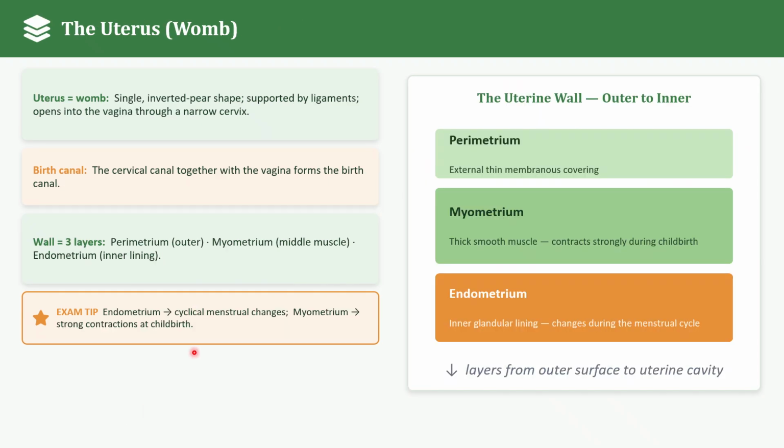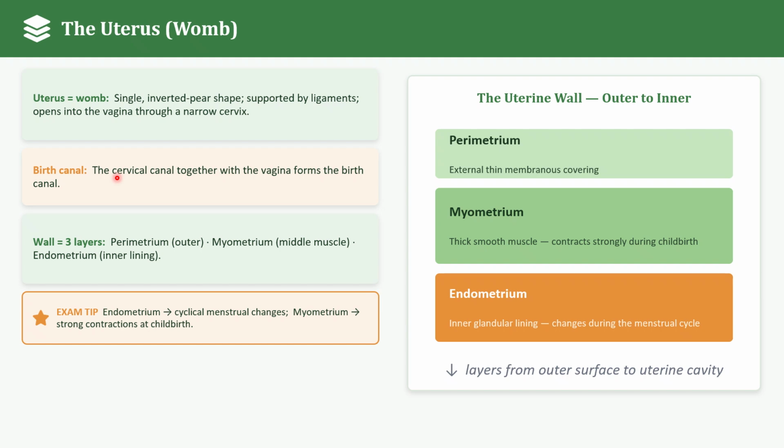So next, let us see the uterus, the womb. Let's see the structure of the uterus. The uterus is a single inverted pear-shaped muscular organ situated in the pelvic cavity. It opens into the vagina through a narrow cervix. So the cervix and vagina together form the birth canal.